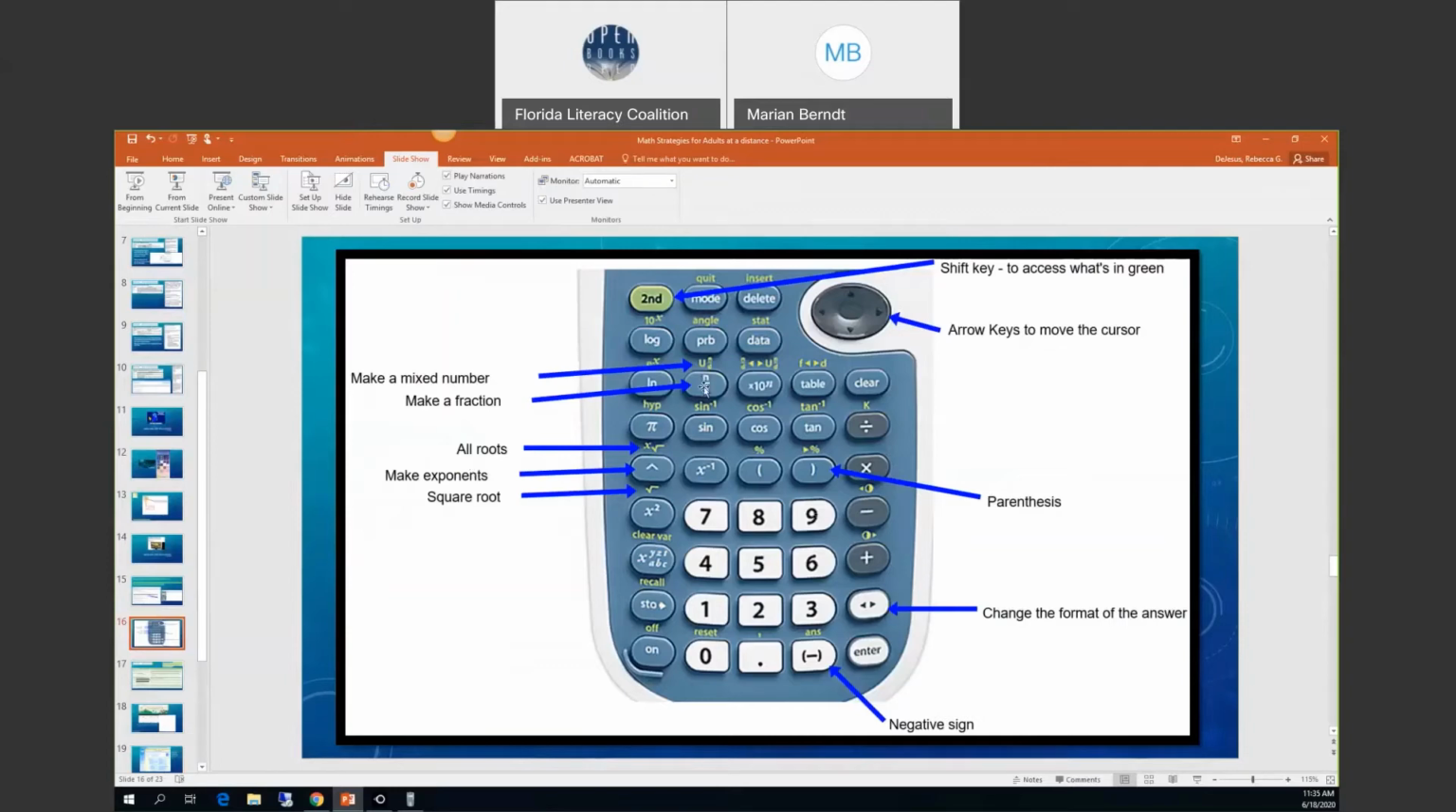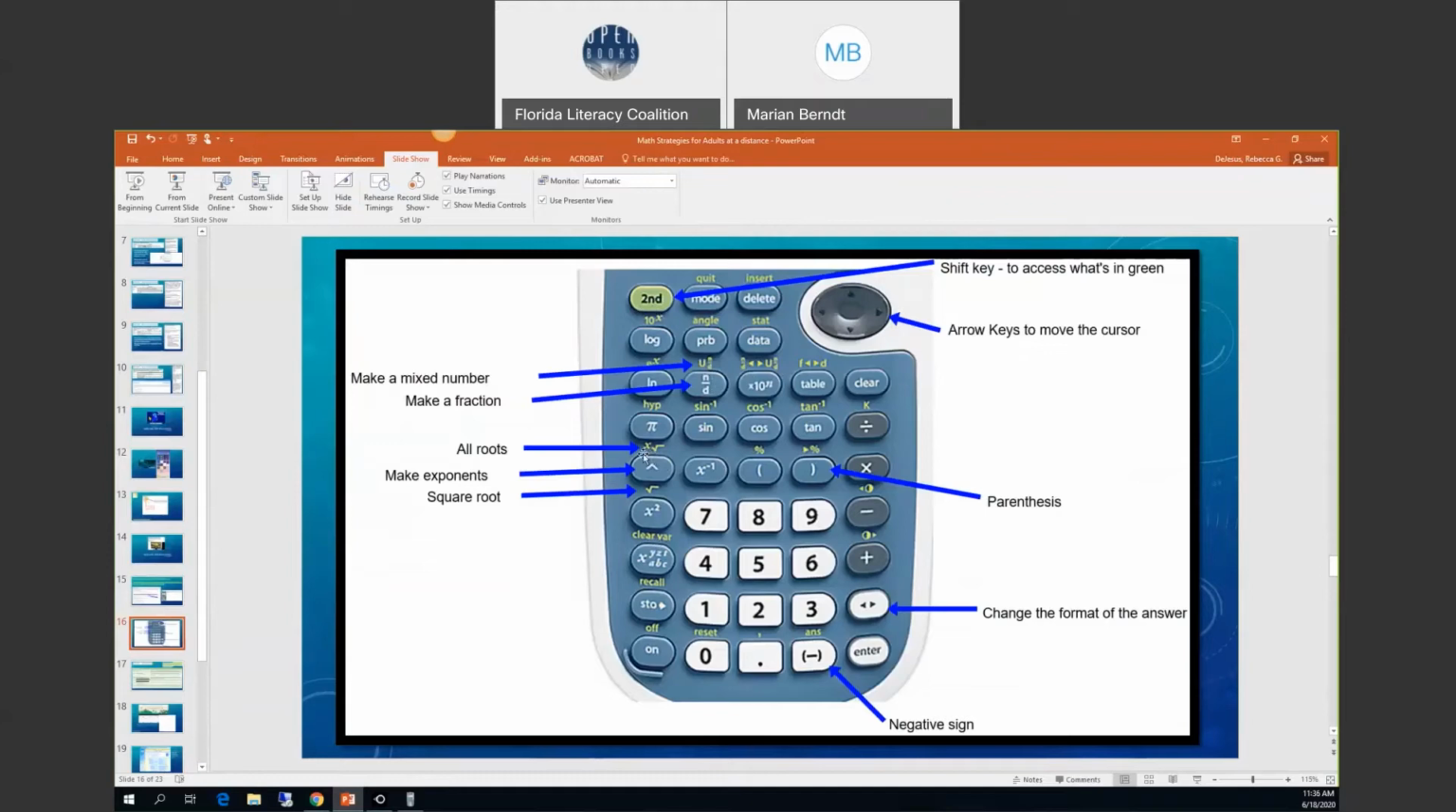Teach them about this fraction key and this mixed number key. It's going to save their lives sometimes. Teach them about this improper to mixed number key here in green. Teach them how to use the shift key, because they're not going to necessarily know how to get to all these green things. They've got to use the shift.